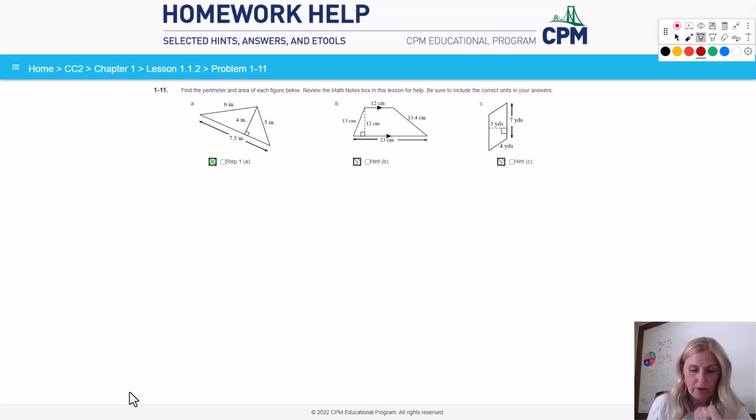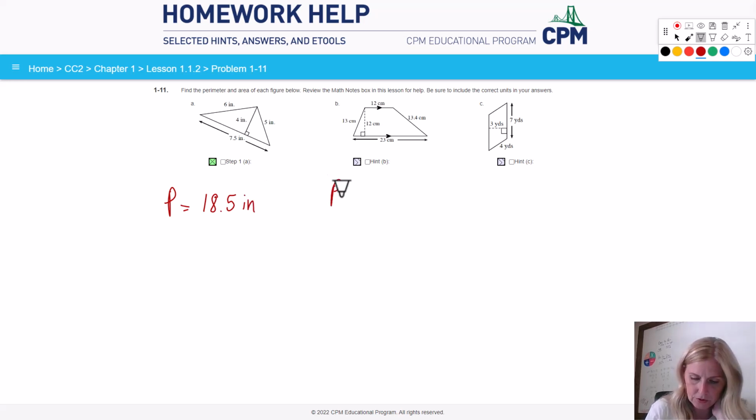Okay, we have a triangle here. I see we've got 6 plus 5 plus 7.5. 6 and 5 is 11. 11 and 7.5 is 18.5. Don't forget your label. It's inches.